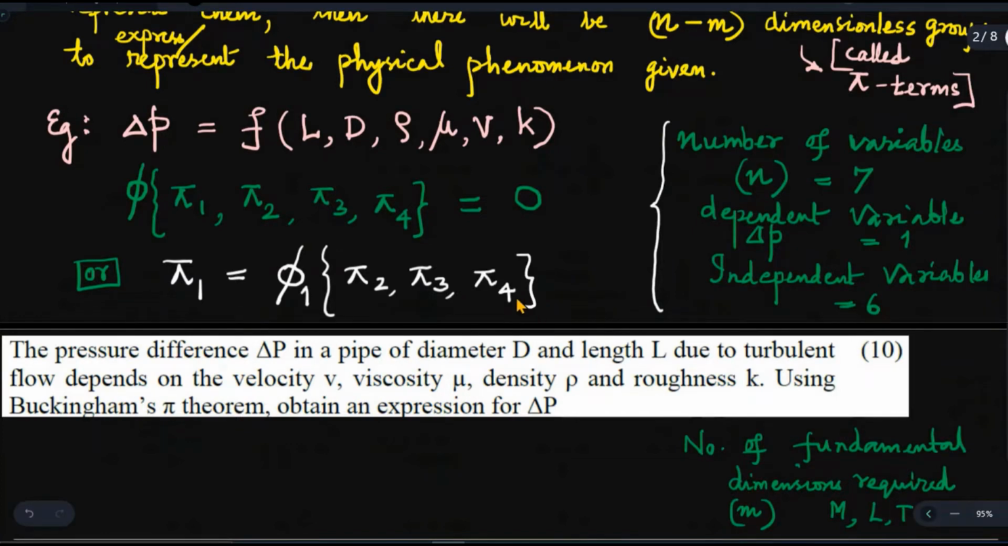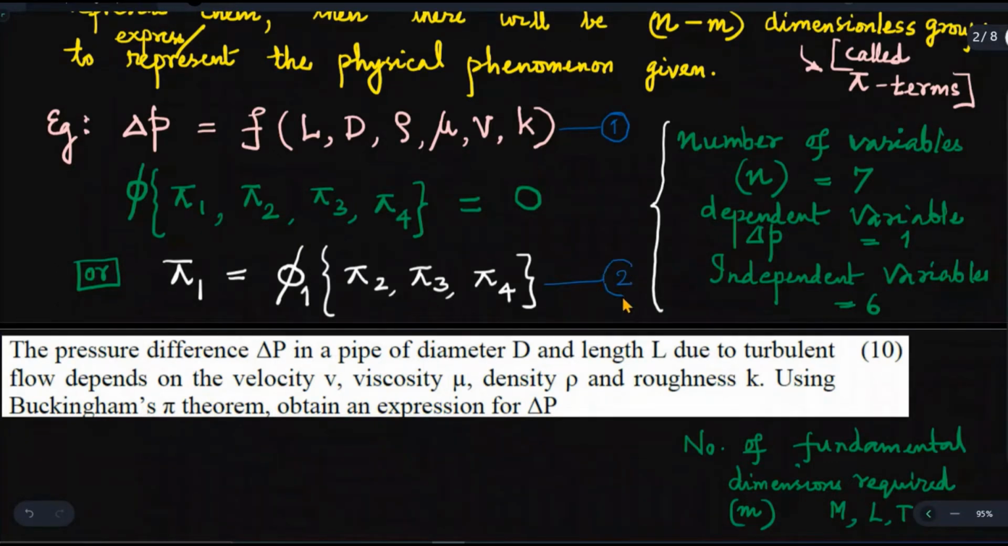Okay, like this. So the given problem can be modeled like this. Let these equations be, say, 1. Okay, so this is, let's say, 2. So you can express it like this. Now the next step is to find out pi 1, pi 2, pi 3, and pi 4.